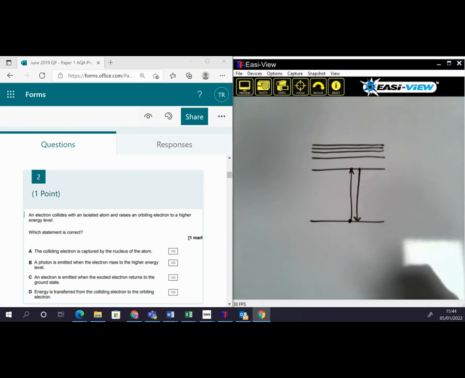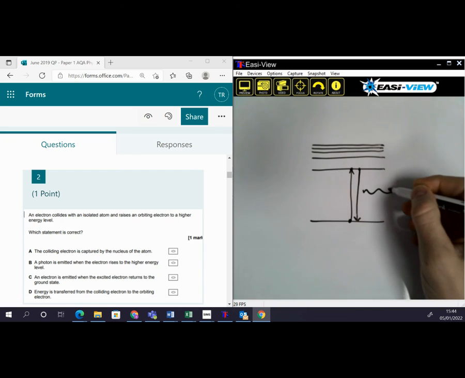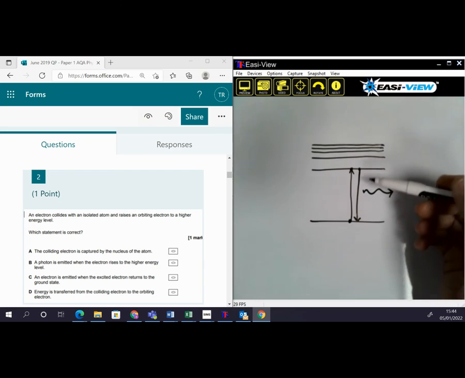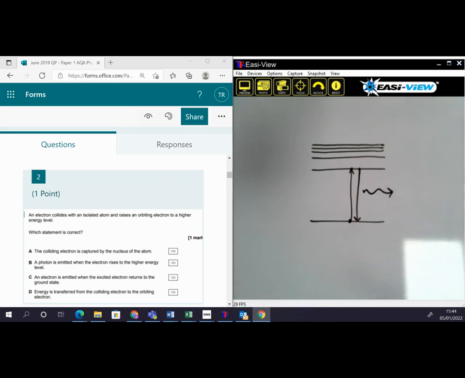So watch out for that one, because you might misread electron as photon, because it is actually a photon that gets emitted as it de-excites, as it relaxes back to the ground state. So energy is transferred from the colliding electron to the orbiting electron. That is correct. So energy is transferred from the colliding electron to the orbiting electron.